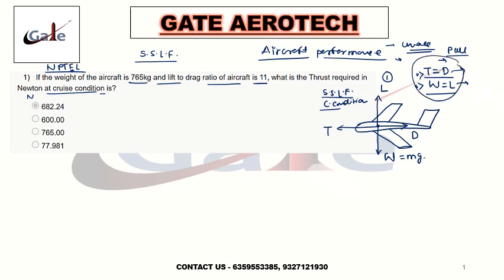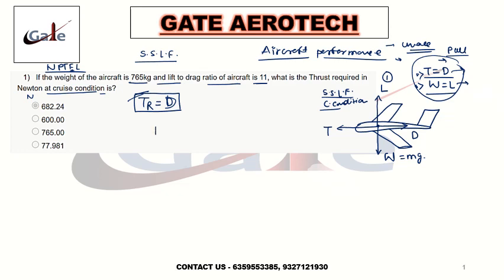Now they have asked for the thrust required. Basically, the thrust required for the cruise condition is nothing but drag. So we know that for the cruise condition, thrust required is equal to drag. So now we need to find the drag, or otherwise find the thrust, and we can equate them at the end. So let's try to find out.